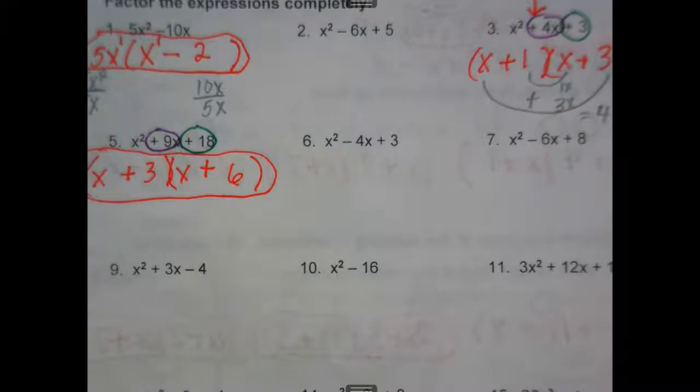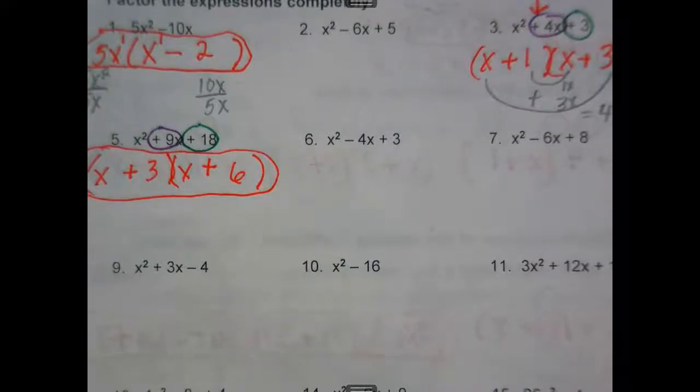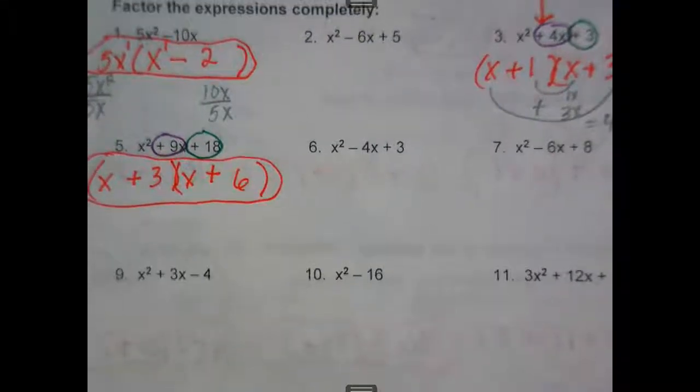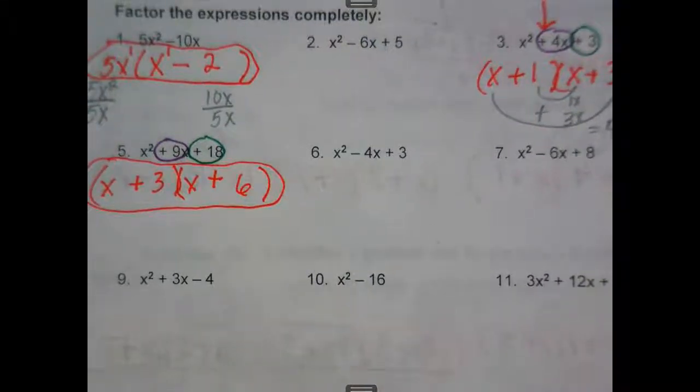One is going to have x plus 1, x plus 4. Are you lost? You want me to go through what we're doing? We're doing FOIL back. Okay.